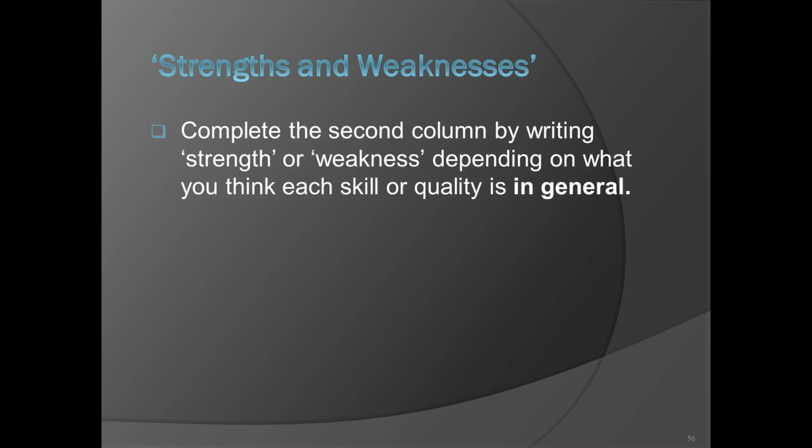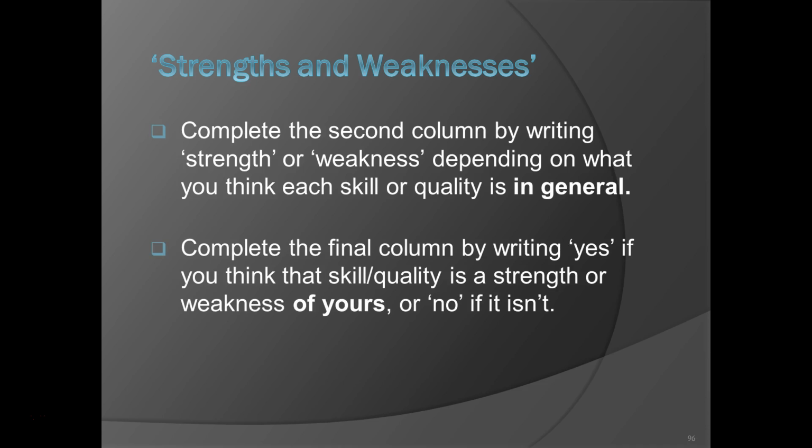The second column then is not in general but about you yourself. Yes if you think that skill or quality is a strength or weakness of yours, or no if it isn't. For example, if you've put good timekeeping and you've put strength there, if you think you've got good timekeeping you put yes in the final column. If you're always swearing, you'll have always swearing as a weakness, but then no in the final column, and so on down the rest of that. Just saying whether you think the skill or quality is generally a strength or weakness, and then whether it's a strength or weakness of yours.